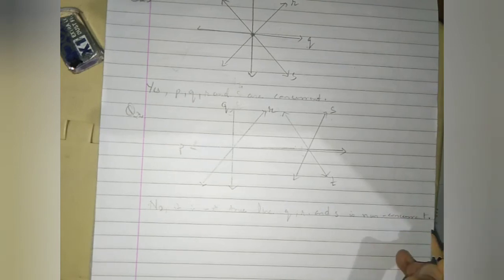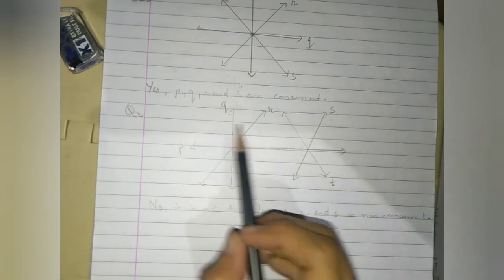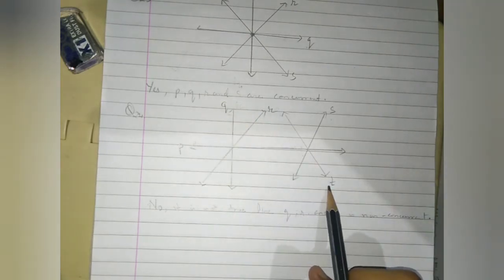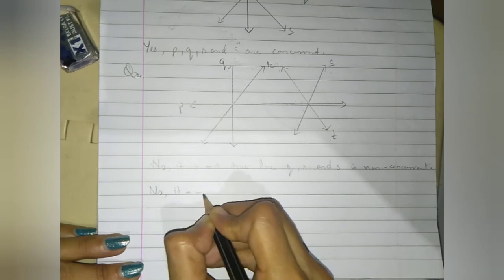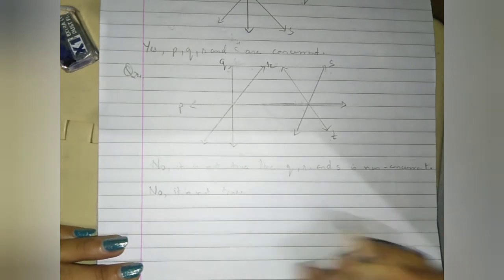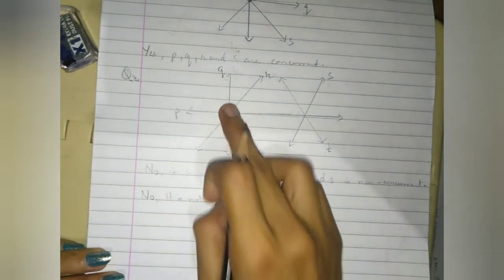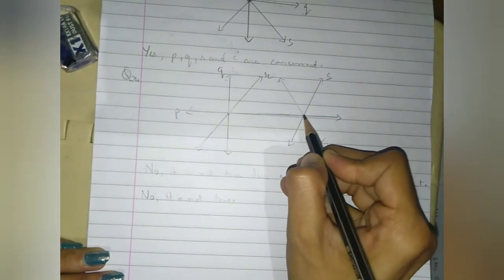And the second question is, is it always true for lines Q, R, T? Q, R, T also are not concurrent. So the answer is the same. No, it is not true. Here these two are both not concurrent because their points of intersection are different.